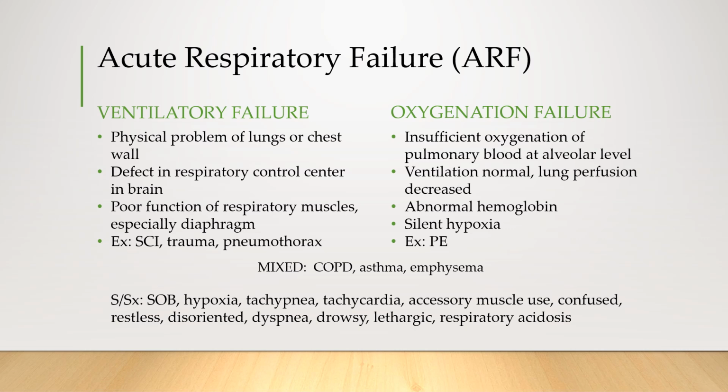There could be a defect in the respiratory control center talking to the brain, and you could have poor function of the respiratory muscles. A lot of the time this happens from a trauma, a pneumothorax. Then you can have oxygenation failure, where there's an insufficient amount of oxygen in the pulmonary blood at the alveoli level. The ventilation is normal, but the lung perfusion is decreased. The best example of this would be a pulmonary embolism, a PE.